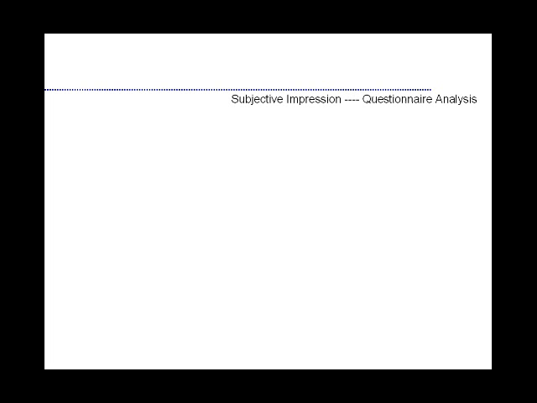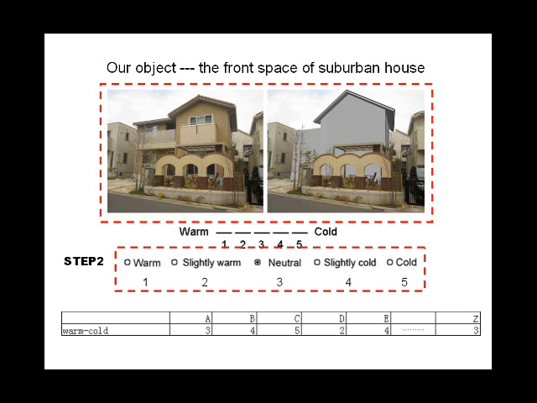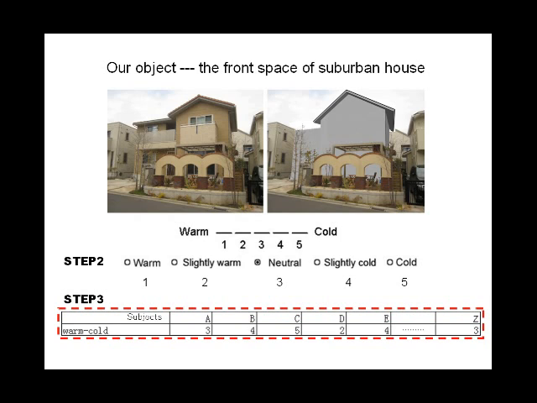First, let's check the first part, subjective impression. We use a questionnaire to get the subjective impression of people. We show the photos of the front space, and let people evaluate the degree of the bipolar scales. The procedure is simple. First step, we need to abstract adjectives to make the bipolar scales. Second, we show the photos to subjects and let them decide the degree of it. Then we can get this kind of result.